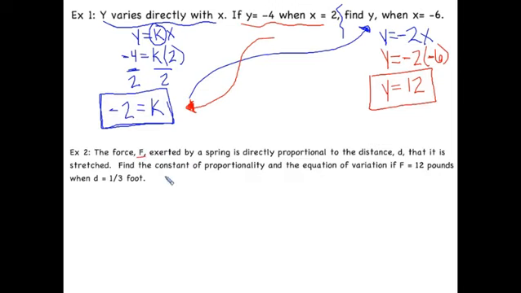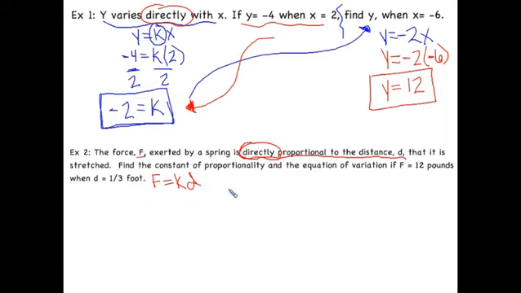The force F exerted by a spring is directly proportional to the distance that it is stretched. Notice the wording's a little bit different. Over here it says y varies directly with x. The force is directly proportional to the distance. The phrasing is a little different, but we still are using that main idea of it being directly related. So instead of y varies directly with x, we have the force varies directly with distance. So instead of y equals kx, we could say F equals kd, by specifically using the letters they give us in the word problem.